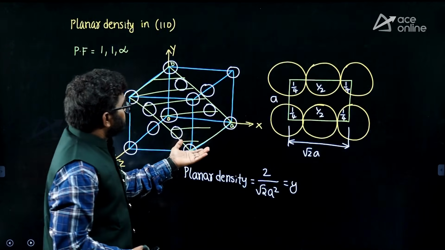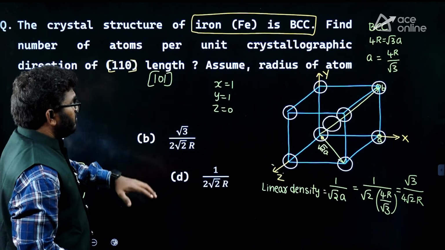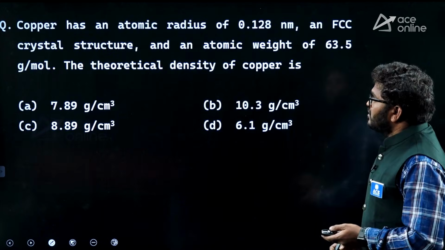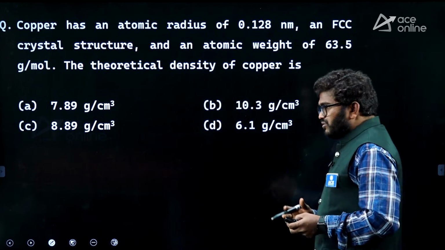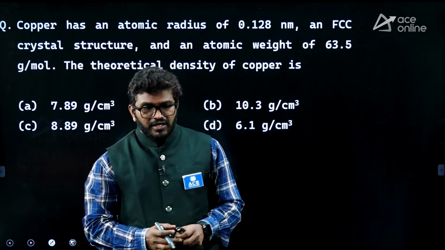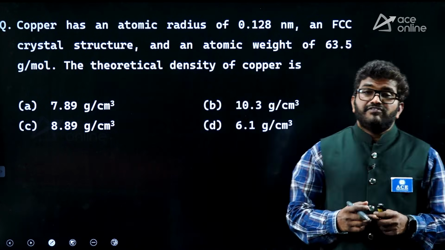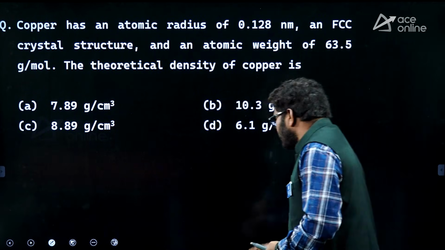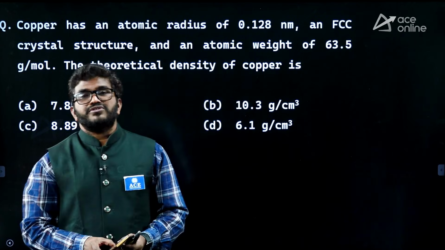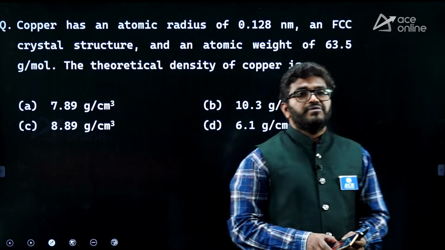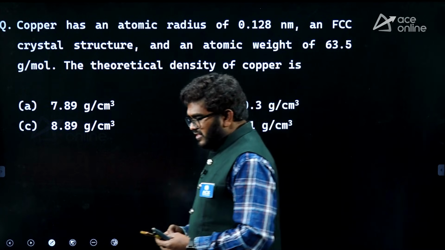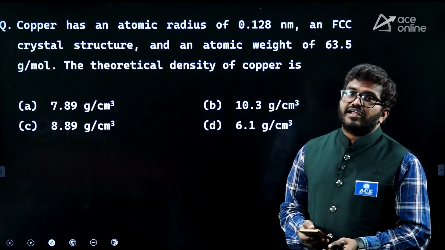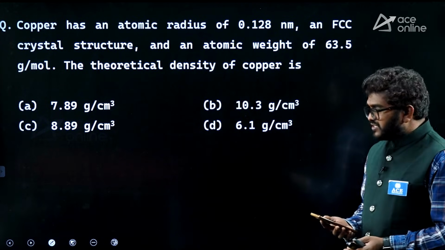So one question we discussed regarding planar density, one regarding linear density, and one regarding Bragg's law also, right? Now this is another question, related to theoretical density. From the GATE exam point of view, they will also ask you theoretical density questions. Anyone know the formula related to theoretical density? Suppose the density of iron, density of aluminum, how will you calculate? How will you find the theoretical density? Guess it.